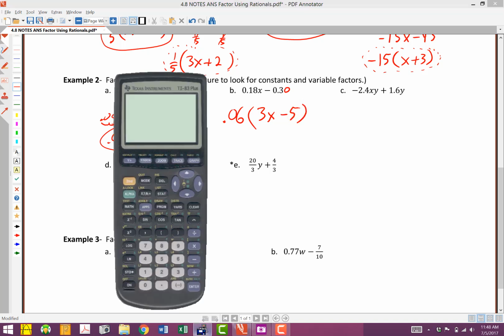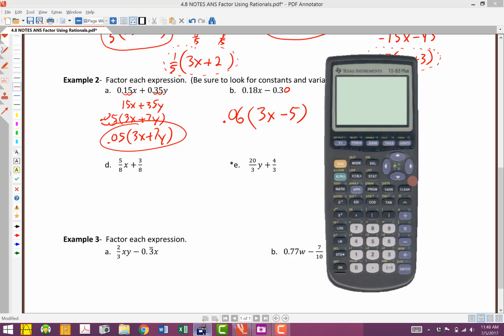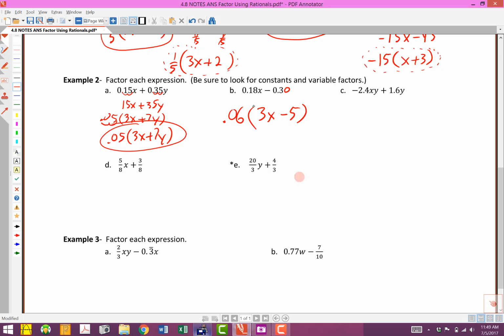Now, just to double check on the calculator, remember we're dividing out a 0.06. So on the calculator, I'm going to take 0.18 and divide that by 0.06. And I get a 3. And we're going to take the negative 0.3, in fact, I'm going to even put the 0.30, and I'm going to divide that by 0.06. And that's going to give me that negative 5 right there. So with a little bit of practice, you can get pretty good at these.